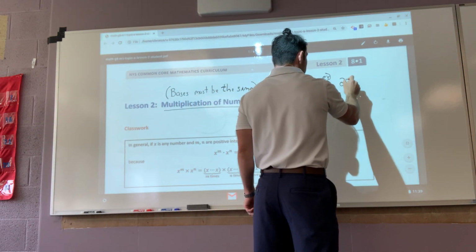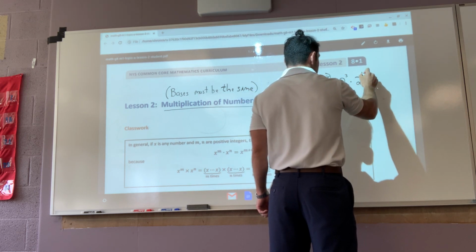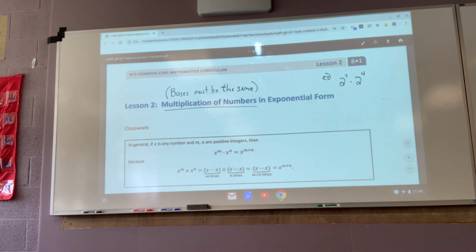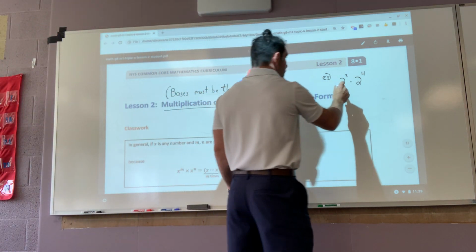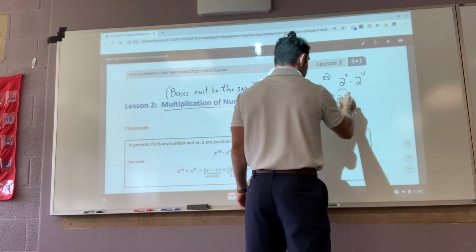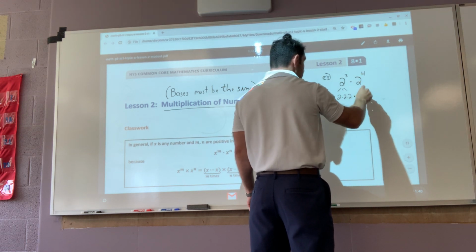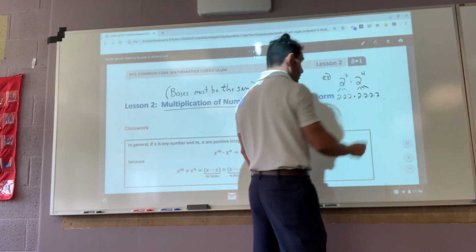If I've got 2 to the third multiplied by 2 to the fourth, and I want to keep it in exponential form, I can simplify this without actually simplifying it. Okay? So, what do I need to do? What we learned in the last lesson was 2 to the third means 2 times 2 times 2, and 2 to the fourth, which is 2 times 2 times 2 times 2.